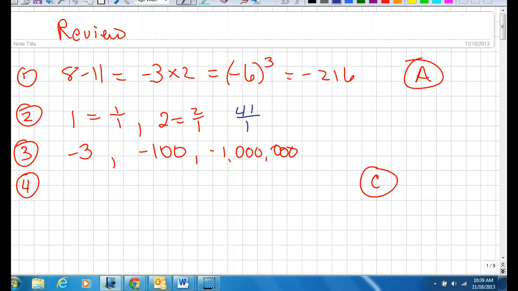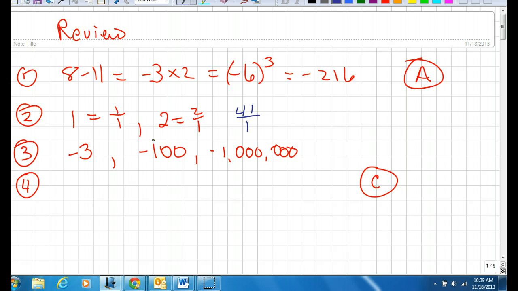Okay, number 3, it says give an example of an integer that is not a whole number. So remember, all whole numbers are positive, and it includes the number 0. So a -3 works, -100 works, -1,000,000 works, any of those, okay? Anything.